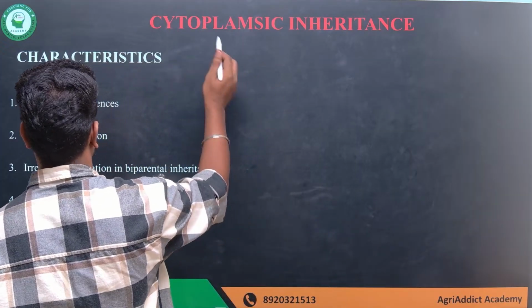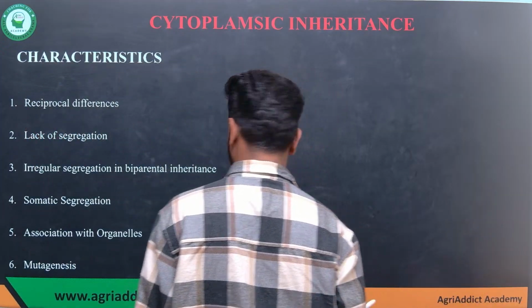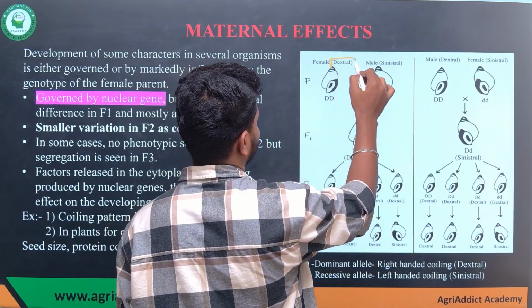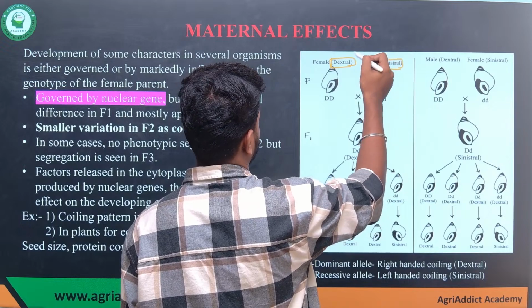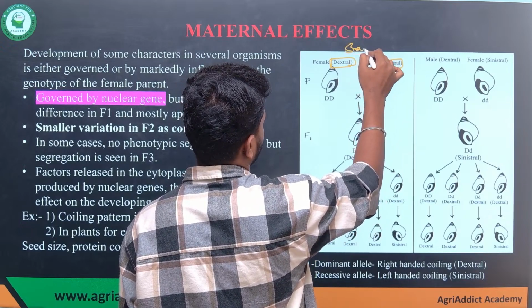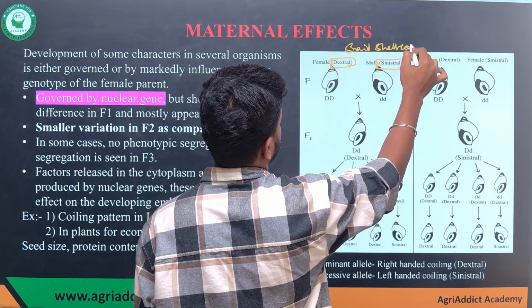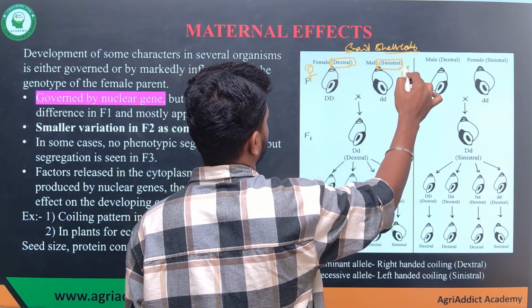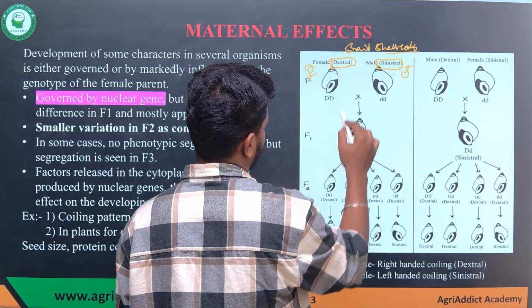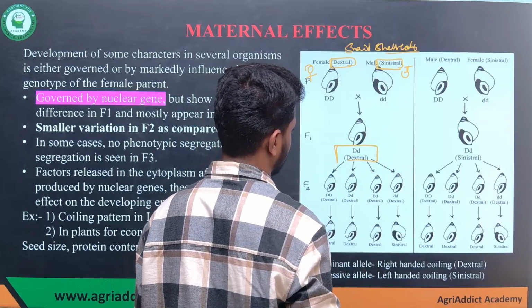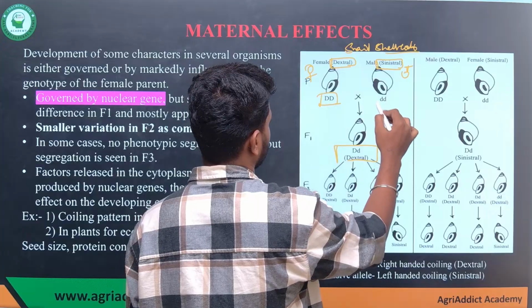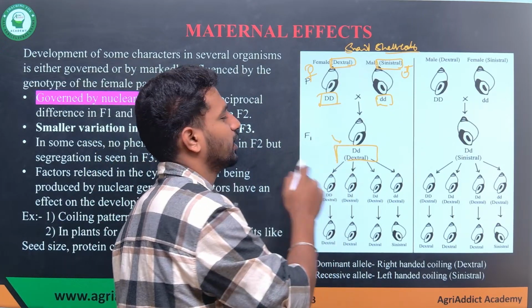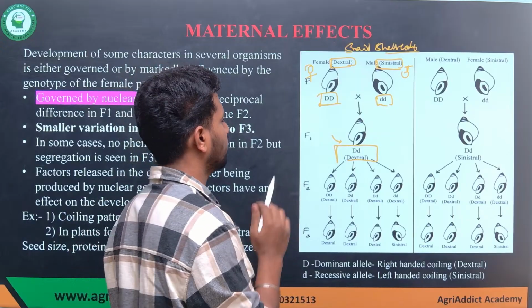I'll come to this later. I'll just show you the maternal inheritance. Here, this is dextral and sinistral. This is considered the trait for the character snail shell coiling. Okay, this is the trait, with two classes. If the female is dextral and the male is sinistral, then the progeny we get is dextral. If this is governed by a single gene, one expectation we can keep is that dextral might be dominant, and that's why we are getting dextral in F1.